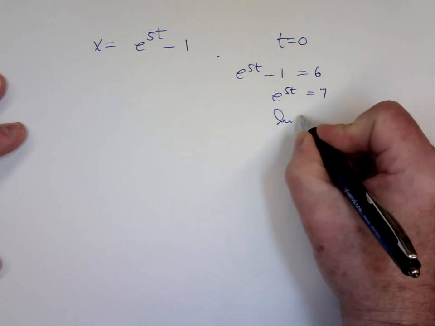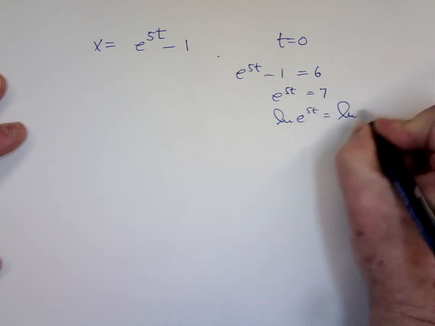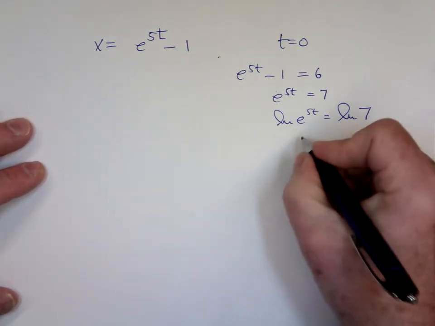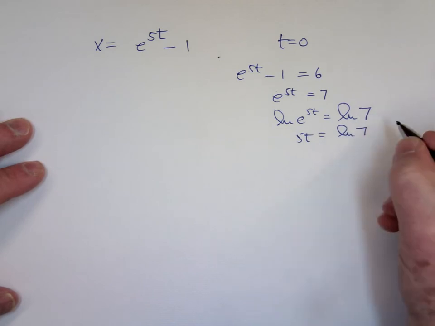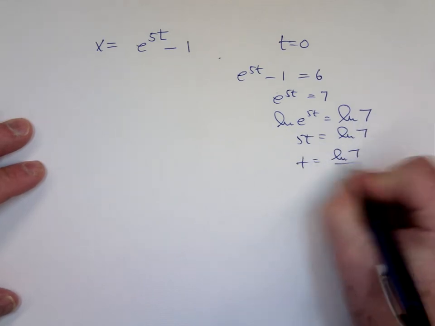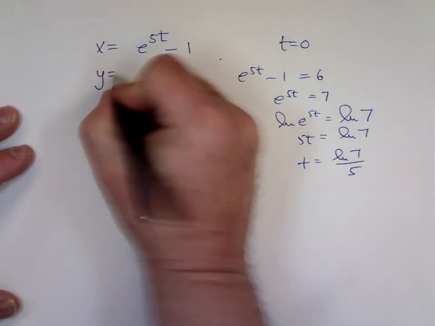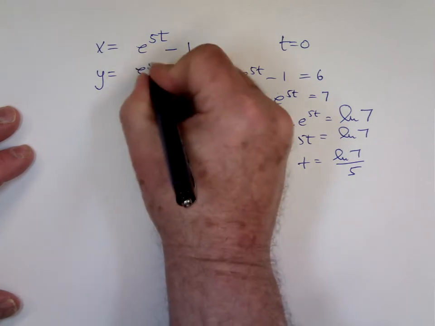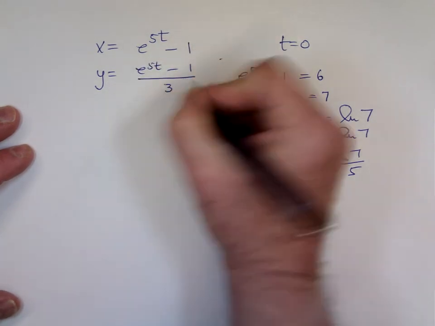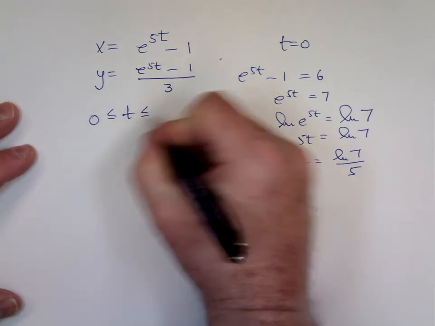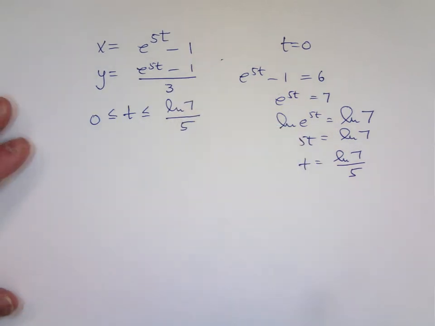How come it has to be 6? Just because you said so, or? Yeah, because we said so in the beginning. We have to end up at the same place. Alright. So 5t equals natural log 7. So t is natural log 7 over 5. Okay. So here we go. You ready for this? Y is equal to e to the 5t minus 1 over 3. T is going to go from 0 to the natural log of 7 over 5. Is that right? Yeah. Okay.